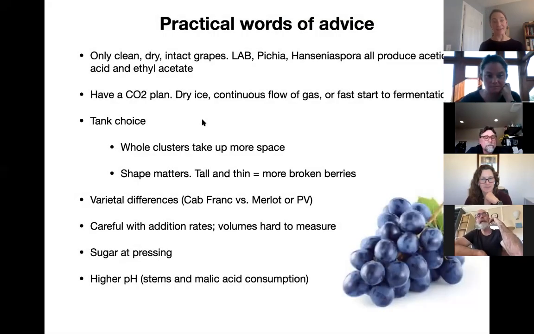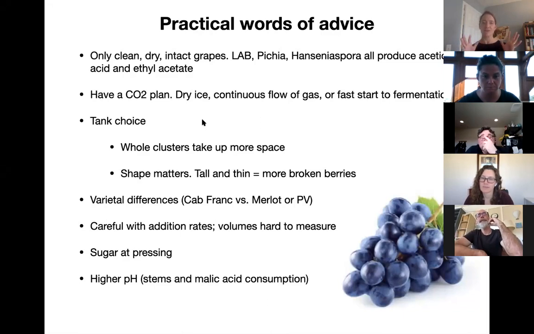so we can look at those together. Again, clean, dry, intact fruit, having a carbon dioxide plan. You know, Kirsty had CO2 gas going in there. Tim had a fermentation going. I know at Early Mountain, they use dry ice, but just making sure that you have a really good source for carbon dioxide. We talked about this a little bit with Kirsty about the choice of your tank.